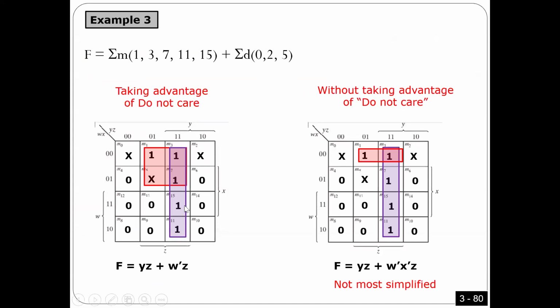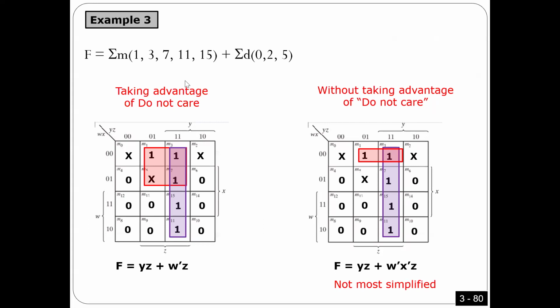For example, let's have this example here. If I don't take advantage of don't care, look how I will do it. I can take these 4 together, and then I can take these 2 together. You will get this function. Okay.